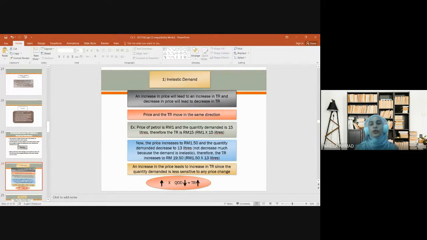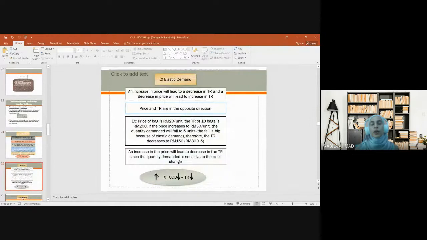Let's say harga petrol naik RM1.50. Dan barang ni barang inelastic. Nak tak nak orang masih membeli, tetapi maybe kurangkan sedikit sajalah. Daripada 15 liter, dia isi 13 liter. So now berapakah revenue? 1.5 times 13, RM19.50. Nampak? Bila harga naik, total revenue pun akan naik. Jadi kalau barang tu inelastic, it's better for the producer to increase the price. Increase the price will increase the total revenue.